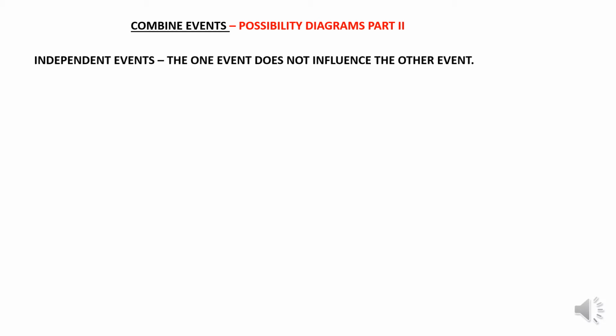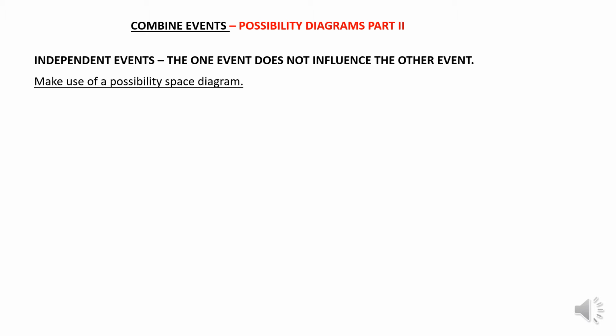I am doing a second part video on possibility diagrams. We're going to look at independent events, but what I want to do is questions where you make use of a possibility space diagram. I have done a similar video, and you can have a look in my playlist under probabilities and statistics. You'll find that part there.